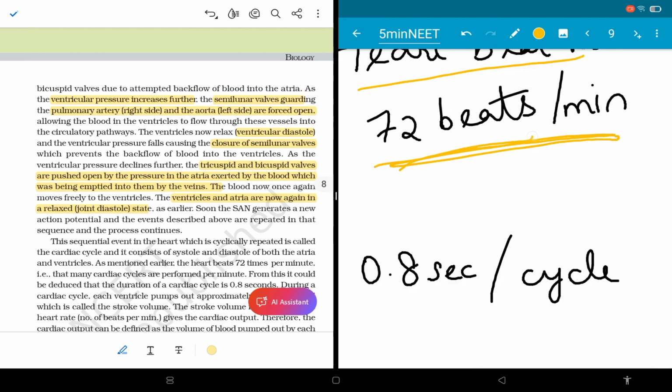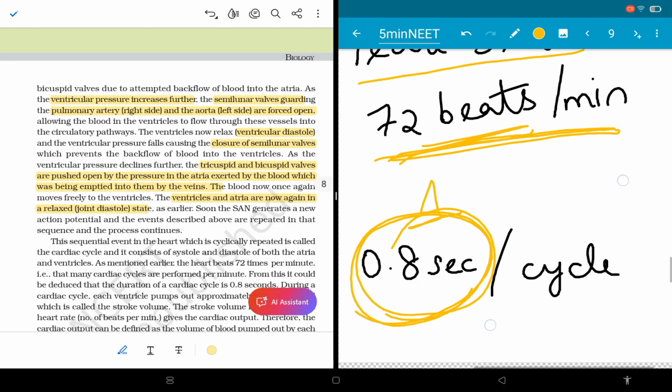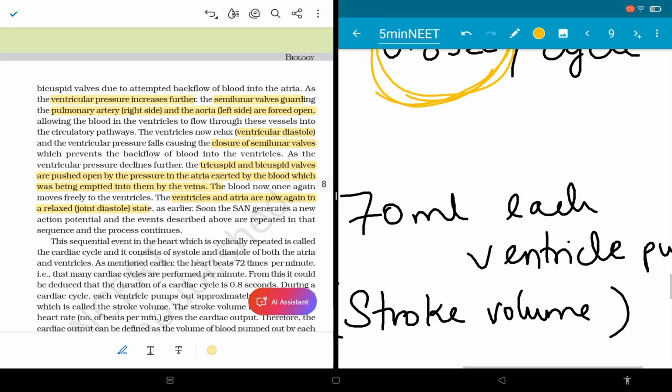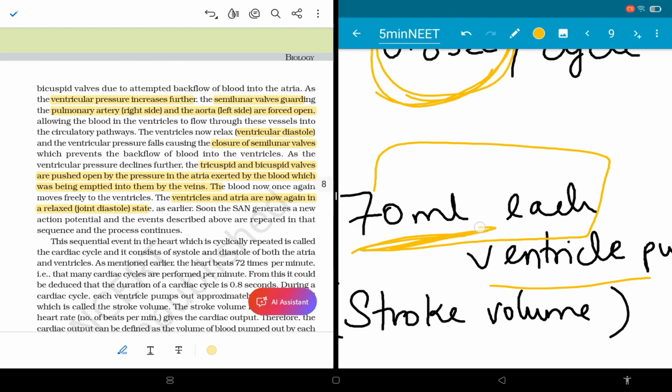So this means one cardiac cycle will take approximately 0.8 seconds. If it is 72 beats per minute, it means that for every 0.8 second, one cycle will happen. Whatever we described now, from the joint diastole to the joint diastole phase, will happen in 0.8 second. Now they are telling 70 ml every time the ventricle is pumping, in every ventricular systole, 70 ml of blood is pumped out.